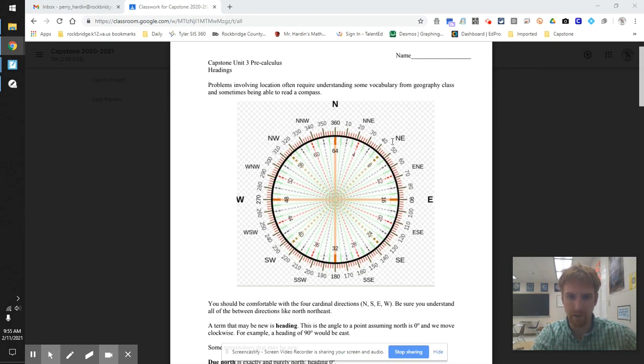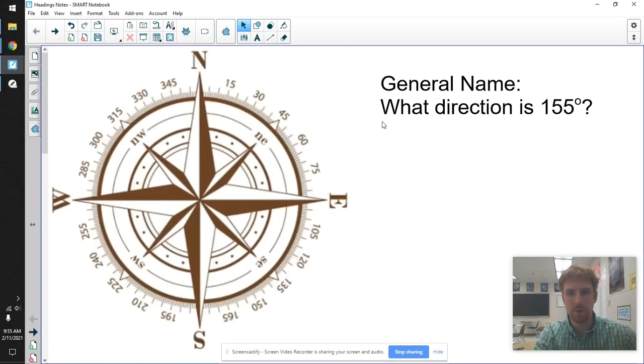Northeast is halfway north, halfway east, a 45-degree angle there. Southeast, southwest, northwest. And then if you go halfway between halfway, this would be a quarter of a circle, an eighth of a circle, so like a 16th of a circle. From halfway between north and northeast, we'll call it north-northeast. From halfway between northeast and east, we'll call it east-northeast. So those are even more specific in-between directions. Let's run through some things you need to know.